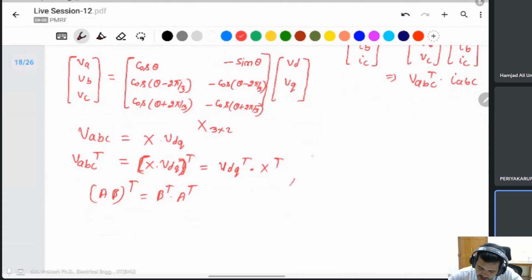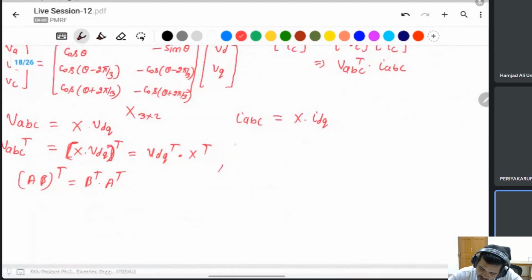Same thing you can write in current also. In place of VABC you can write IABC. IABC is equal to, these values are the same, sin theta cos theta for IABC also. This is X into IDQ. Then what is the IABC transpose? X into IDQ transpose is equal to IDQ transpose into X transpose.